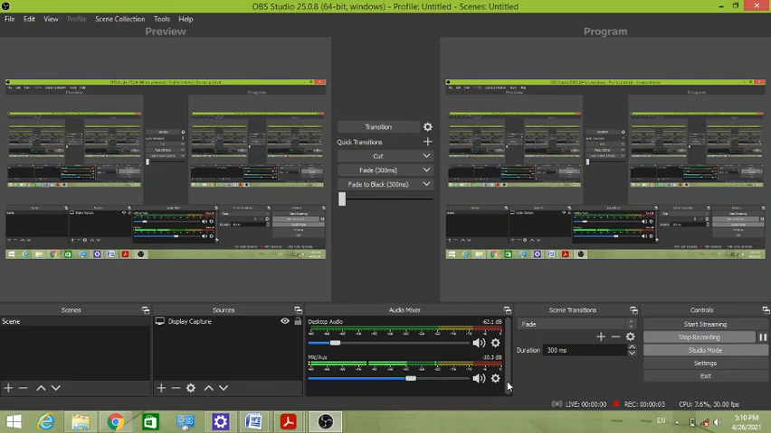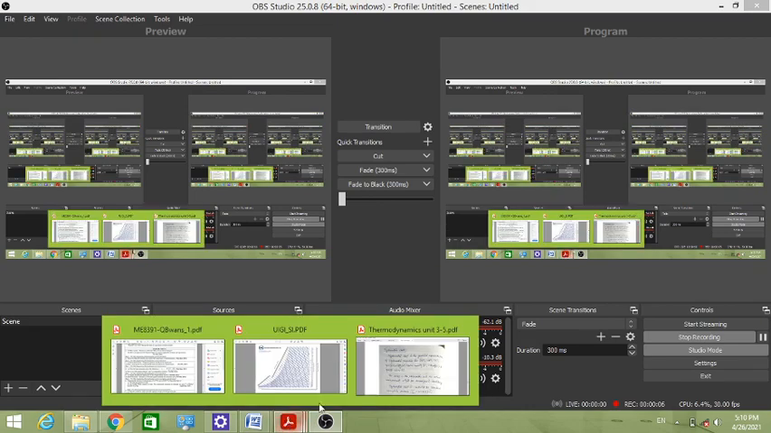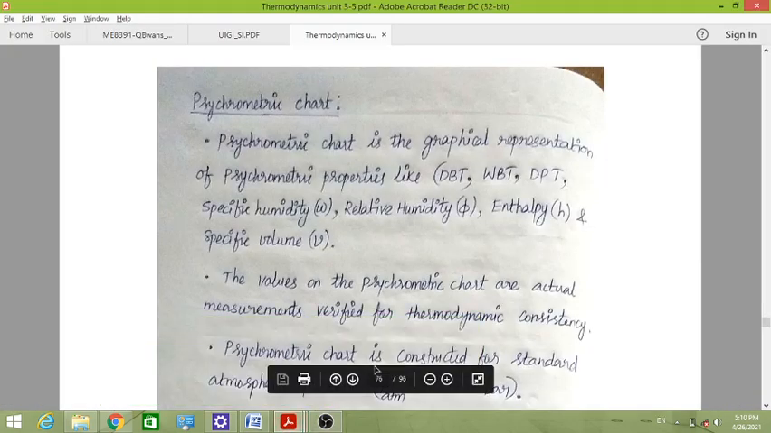Welcome students, the second session of psychrometry. So here we will discuss the psychrometry chart.